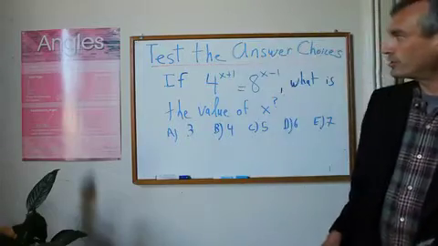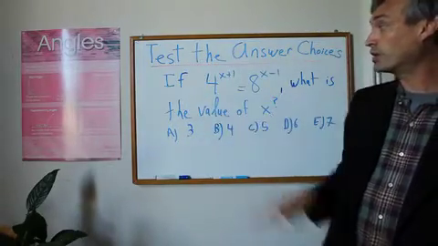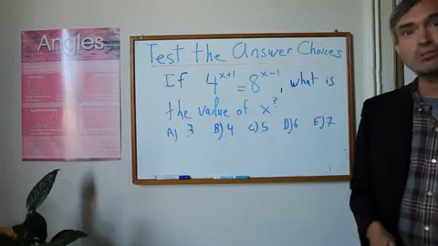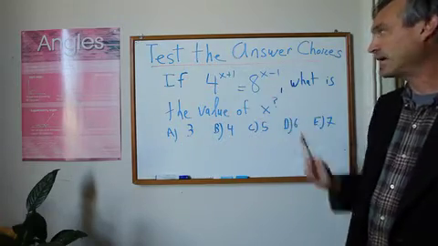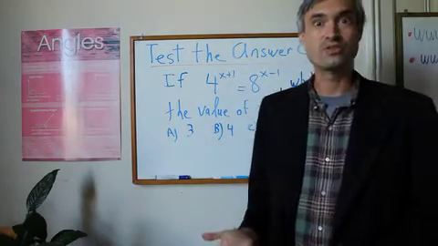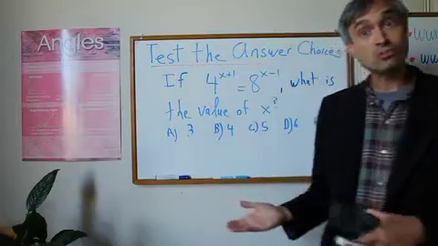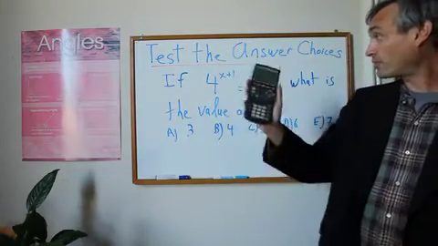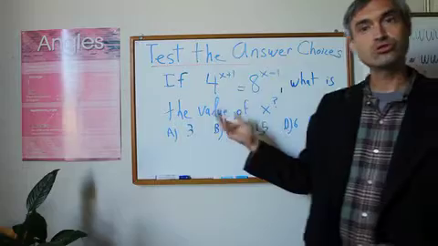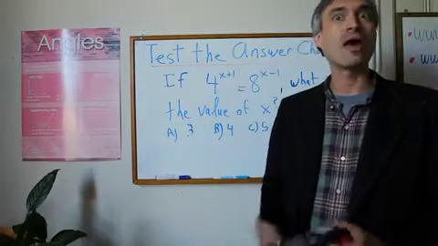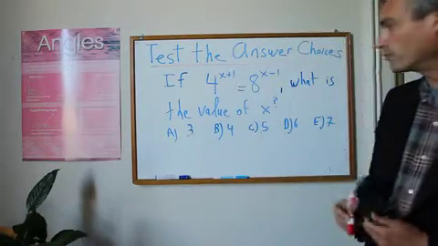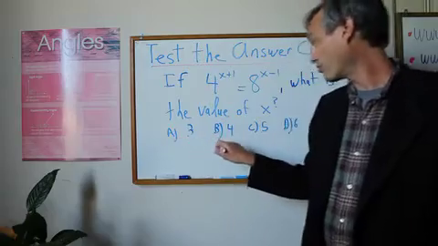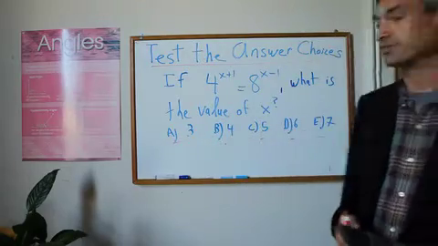Let's say you see a typical question like this one. If 4 to the x plus 1 power equals 8 to the x minus 1, what is the value of x? You may be surprised to know that if you have a calculator, you can do this question without knowing all that much math. Let's take a look over here at the answer choices: 3, 4, 5, 6, or 7.